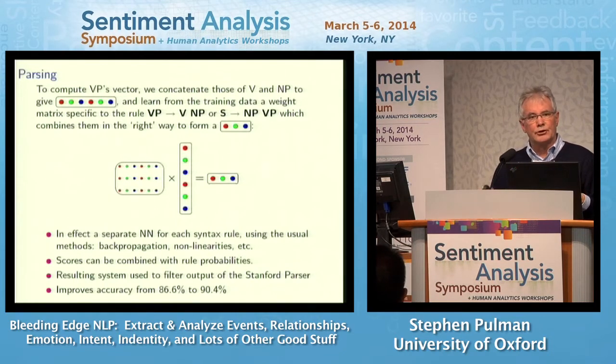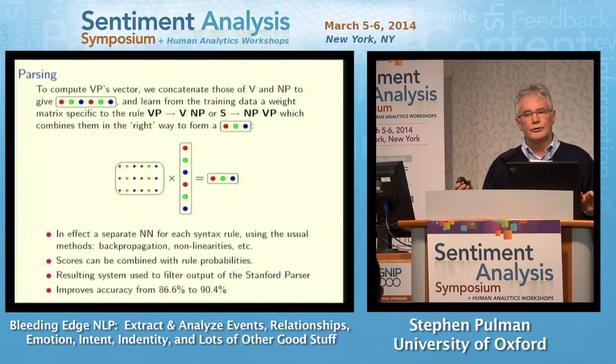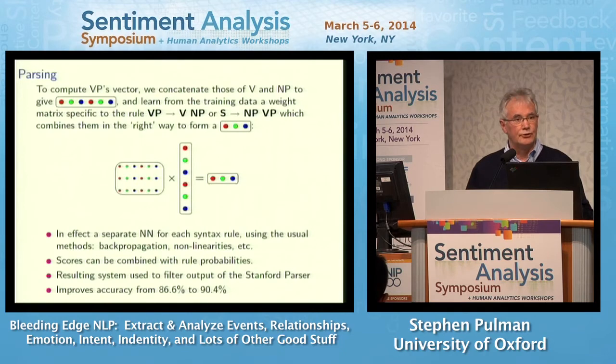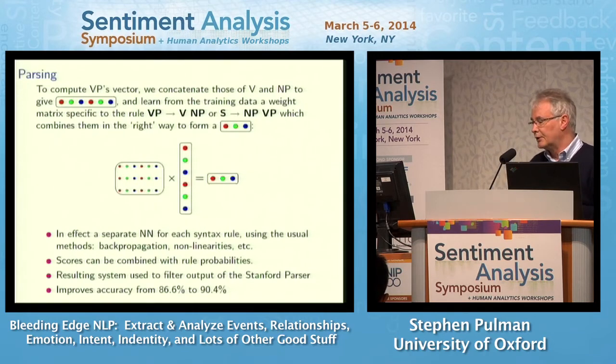There is just too much computation. So a better way to do it is to use the simpler parser to give you, let's say, the 200 or 300 best candidates for a sentence, and then use this method to filter those down to find the best, and that gives you the right combination of speed and accuracy.